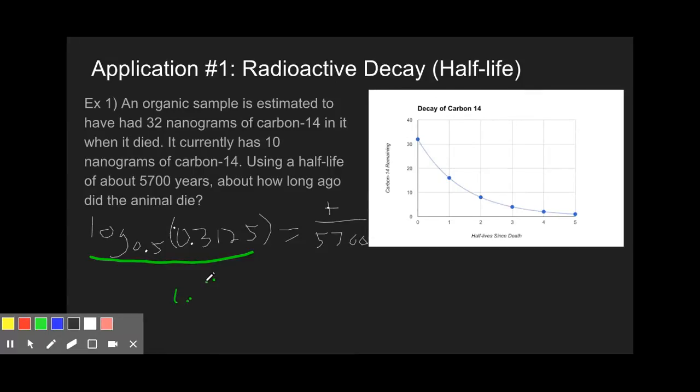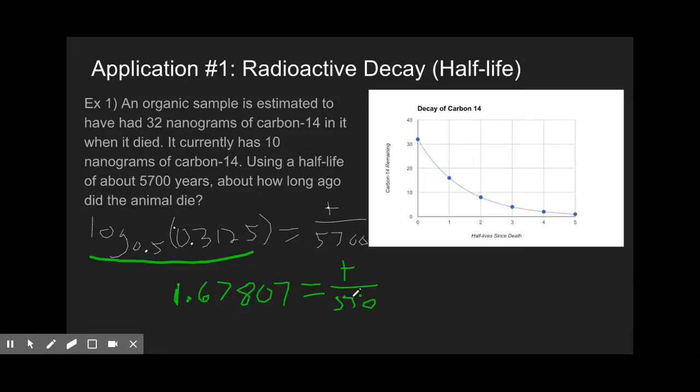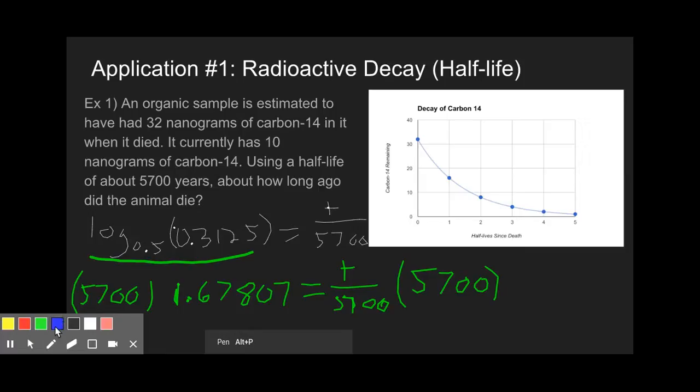So I get 1.67807 equals t over 5,700. Okay, and then I just need to multiply both sides by 5,700. Okay, so I get t equals 9,565.01 years.